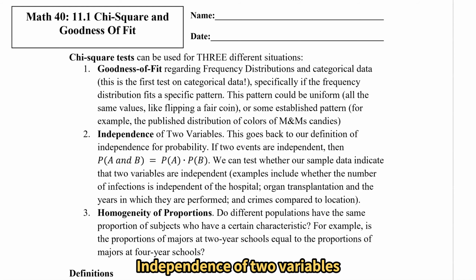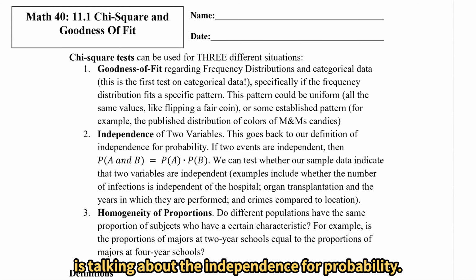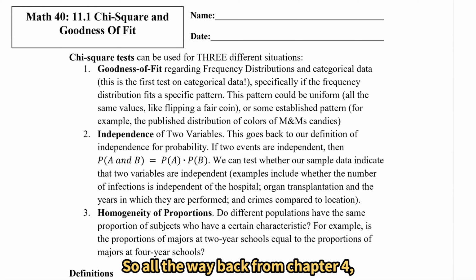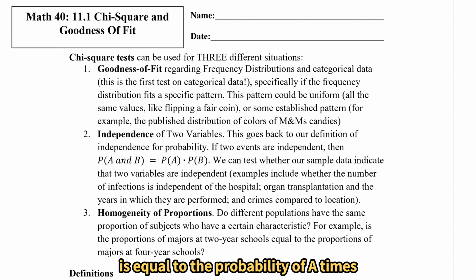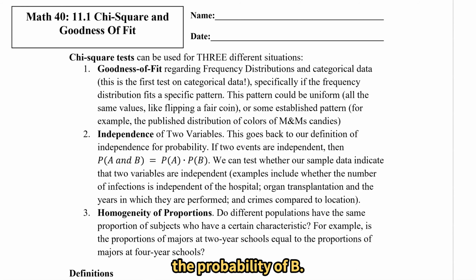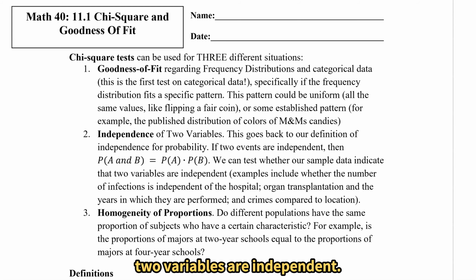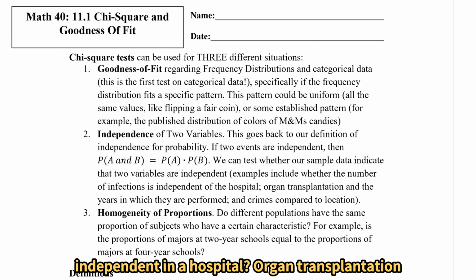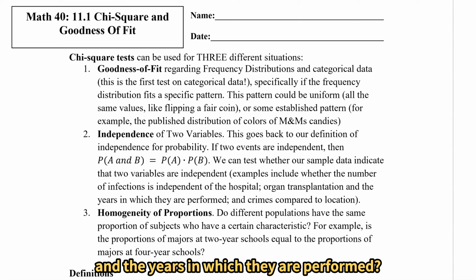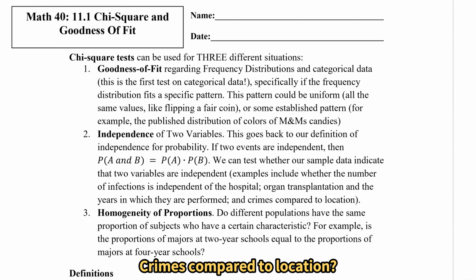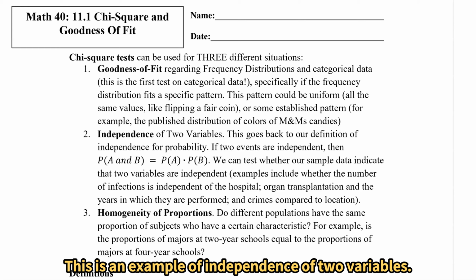Independence of 2 variables. This is talking about the independence for probability, all the way back from chapter 4. If 2 events are independent, then the probability of A and B is equal to the probability of A times the probability of B. And so we can test whether sample data indicate 2 variables are independent. Are the number of infections independent in a hospital? Organ transplantation and the years in which they are performed. Crimes compared to location. So this is an example of independence of 2 variables.